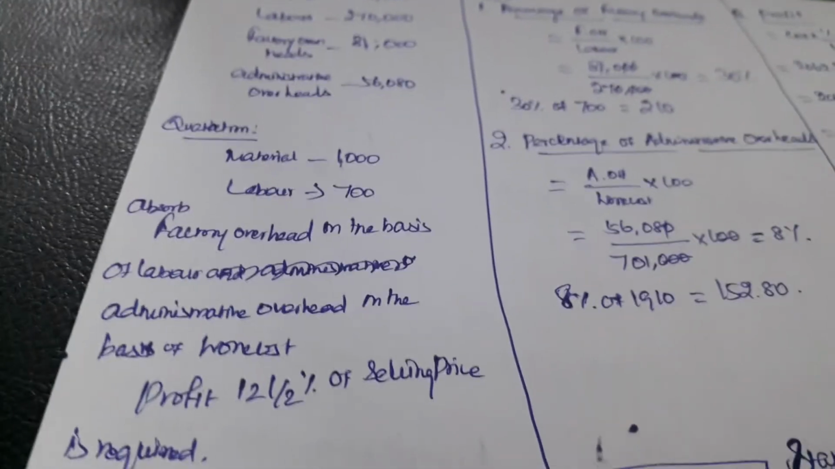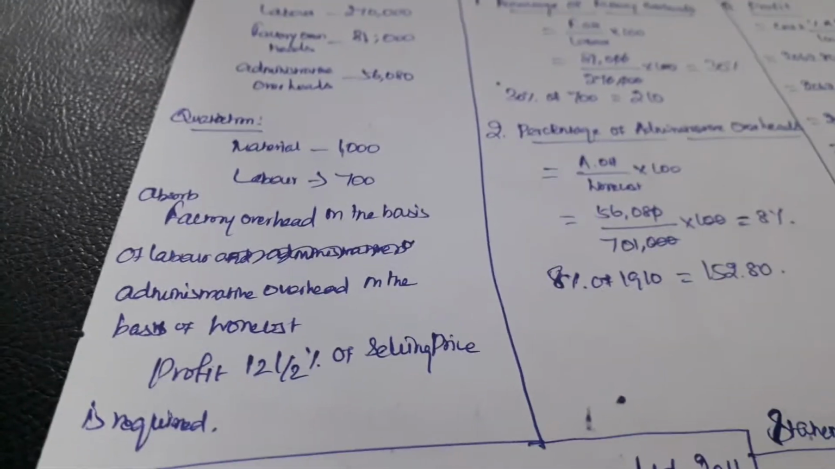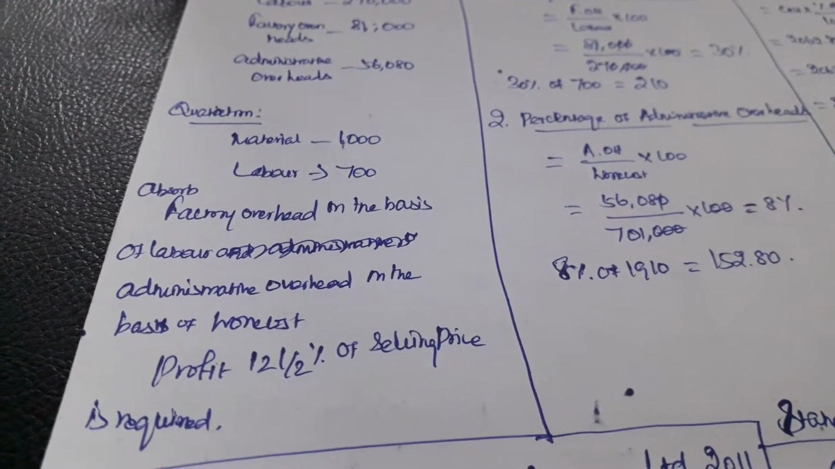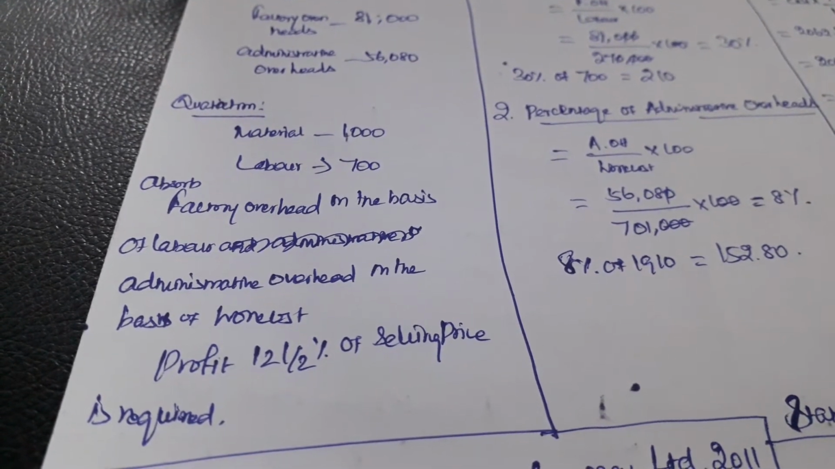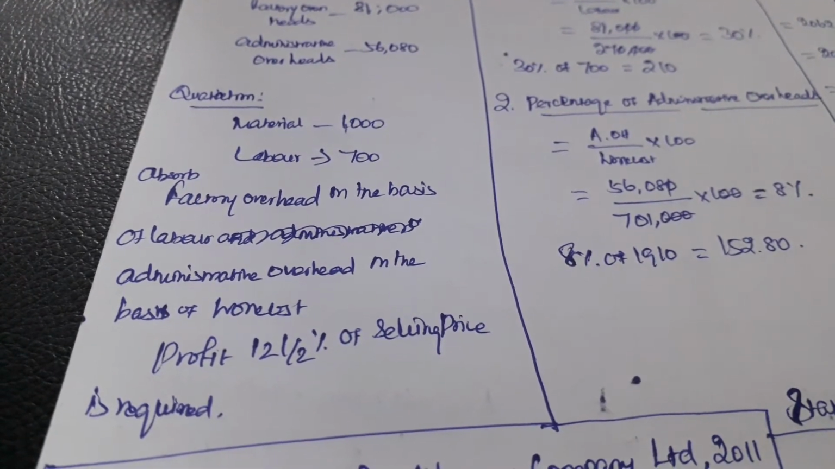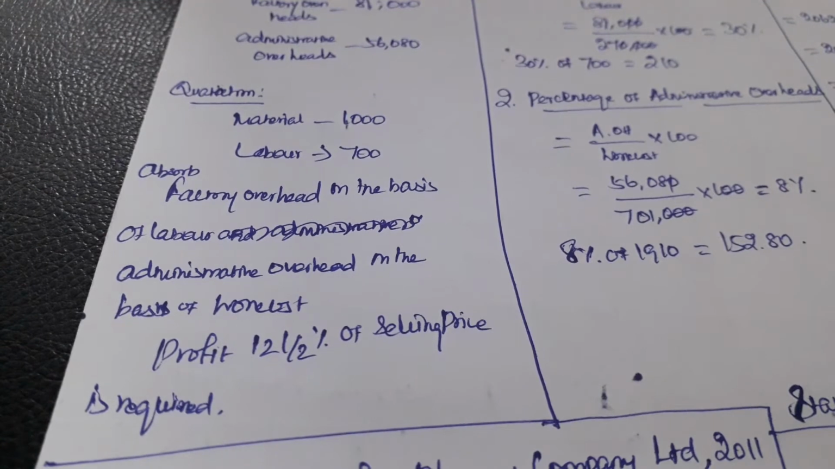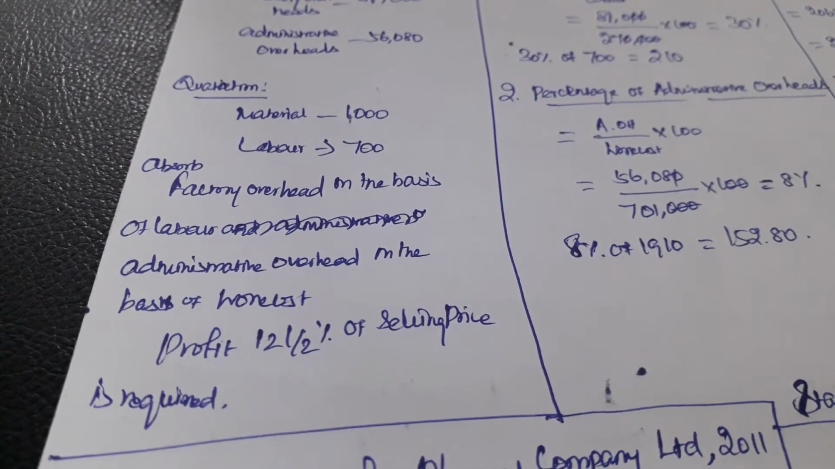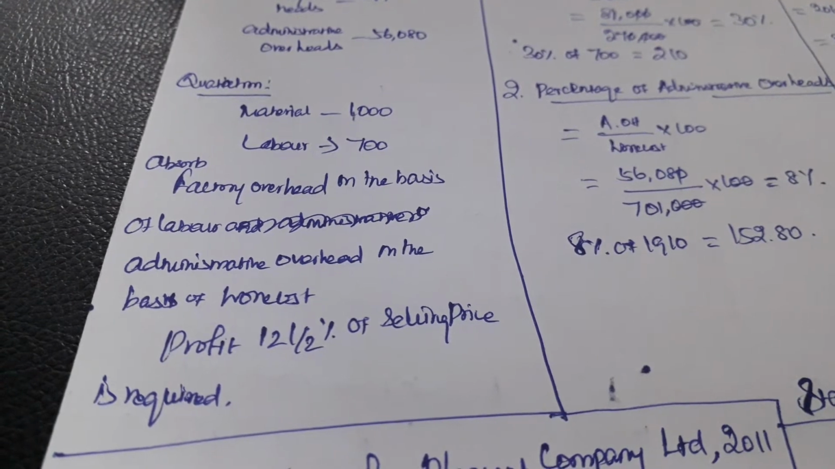Then it has some details about the quotation. Material 1,000, labor 700. Absorb factory overhead on the basis of labor. Administrative overhead on the basis of work cost. Profit at a percentage of selling price is required.